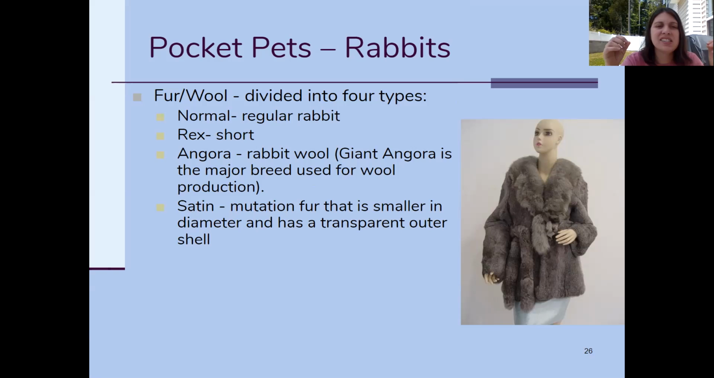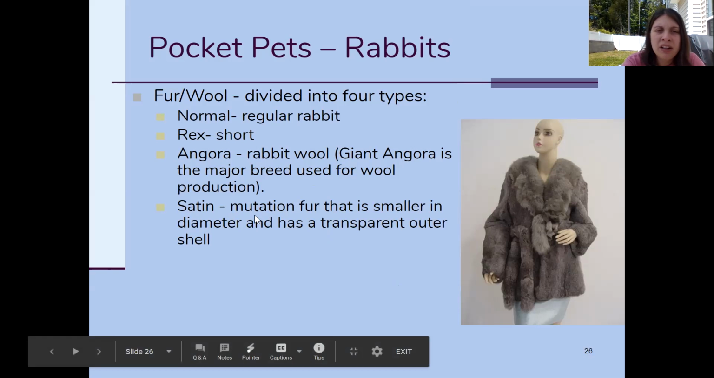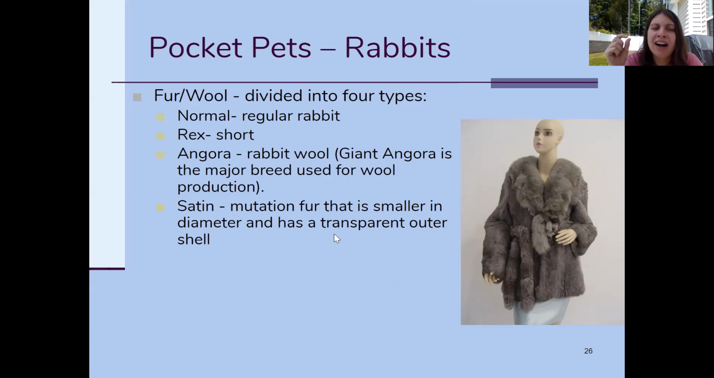Some rabbits have a satiny kind of hair, and it is actually a mutation, as most things are, where the fur is a lot finer and has a transparent outer shell to the hair so that it gives off a sheen. It's not super common. It's not something you stumble into; if you're trying to get satin rabbit fur, you're going to have to breed for it.